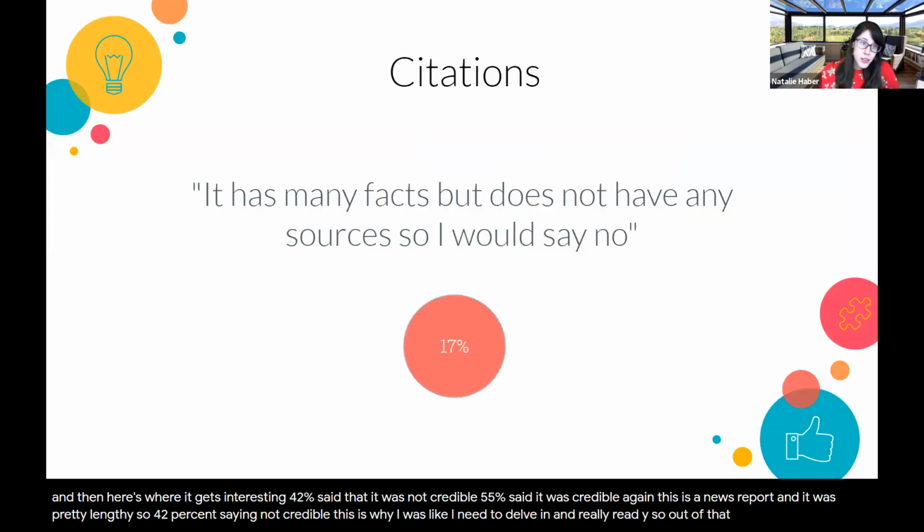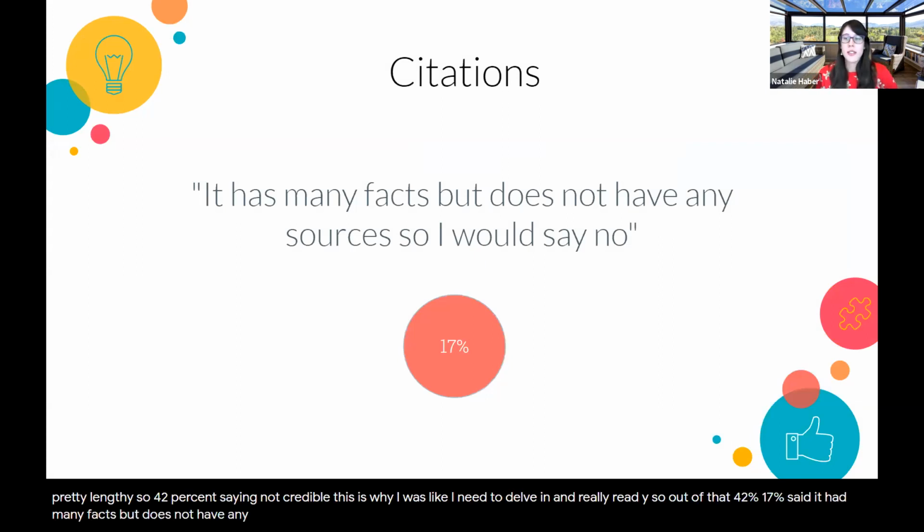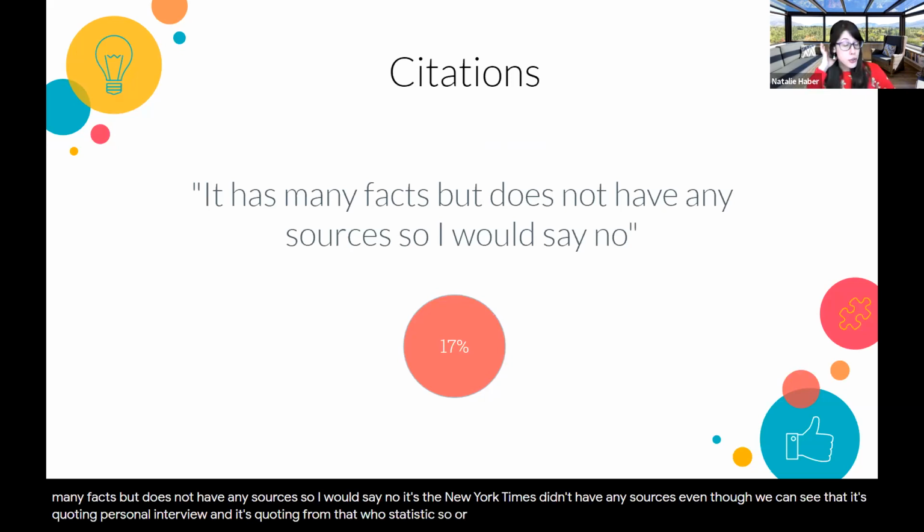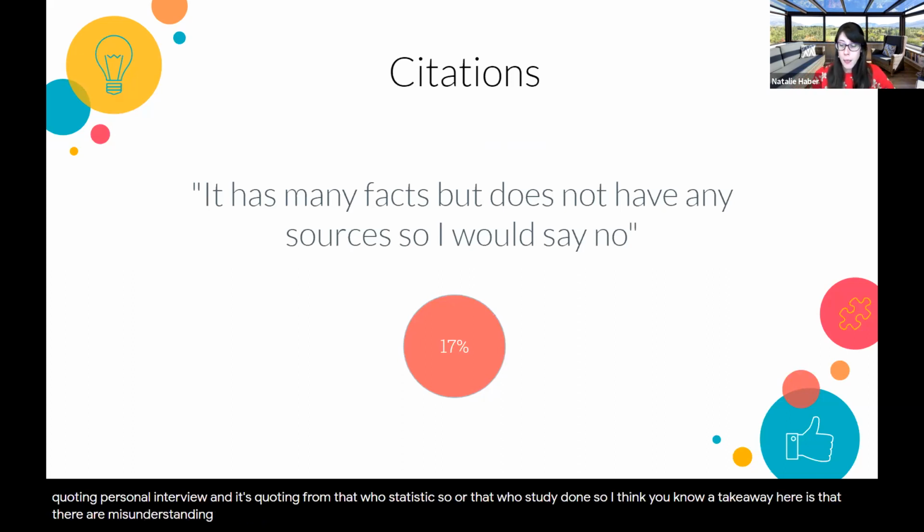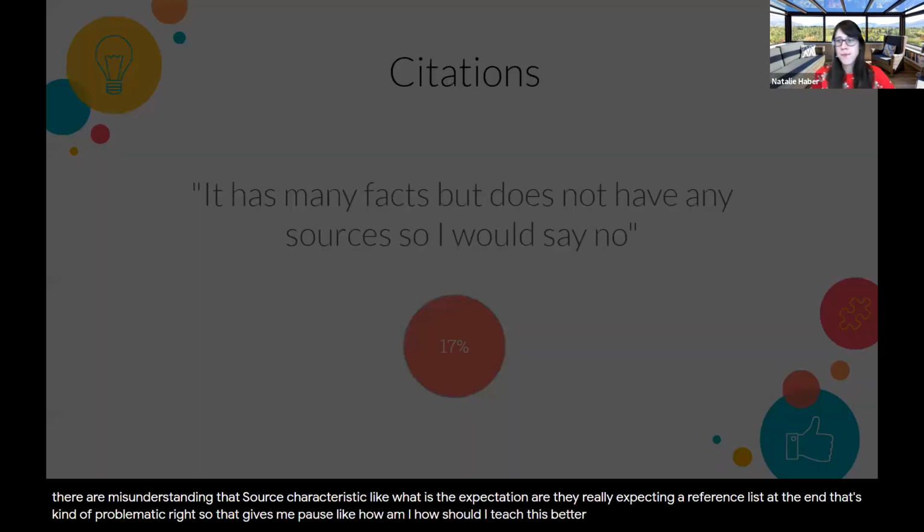So out of that 42%, 17% said it had many facts, but does not have any sources. So 17% of students said the New York Times didn't have any sources, even though we can see that it's quoting a personal interview and it's quoting from that WHO study. So I think a takeaway here is that they're misunderstanding that source characteristic. What is the expectation? Are they really expecting a reference list at the end? That's kind of problematic, right? So that gives me pause. How should I teach this better?